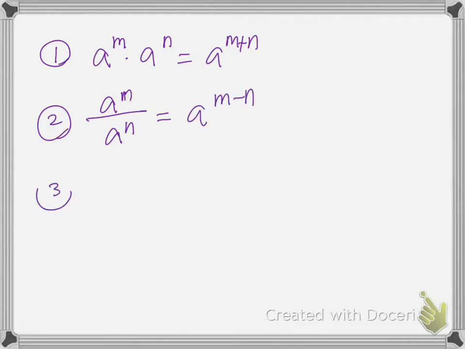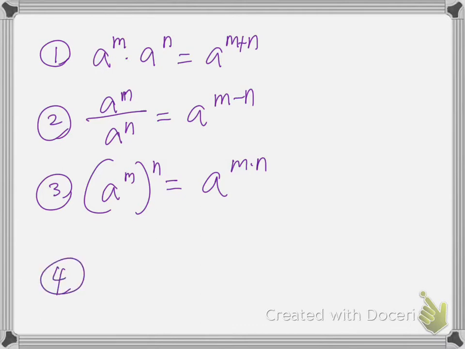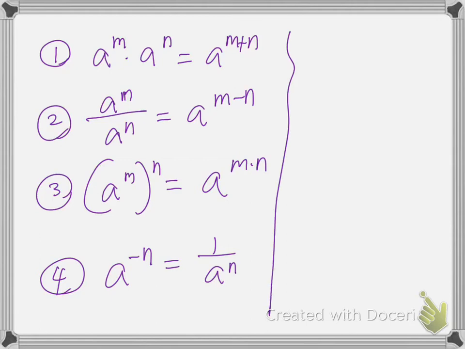And then we have a to the m, to the n. So this is the power of a power formula, right? The last one: a to the negative n is 1 over a to the n. So these are the old properties about powers. Now they're also true for rational numbers, right? So let's look at some easy examples.